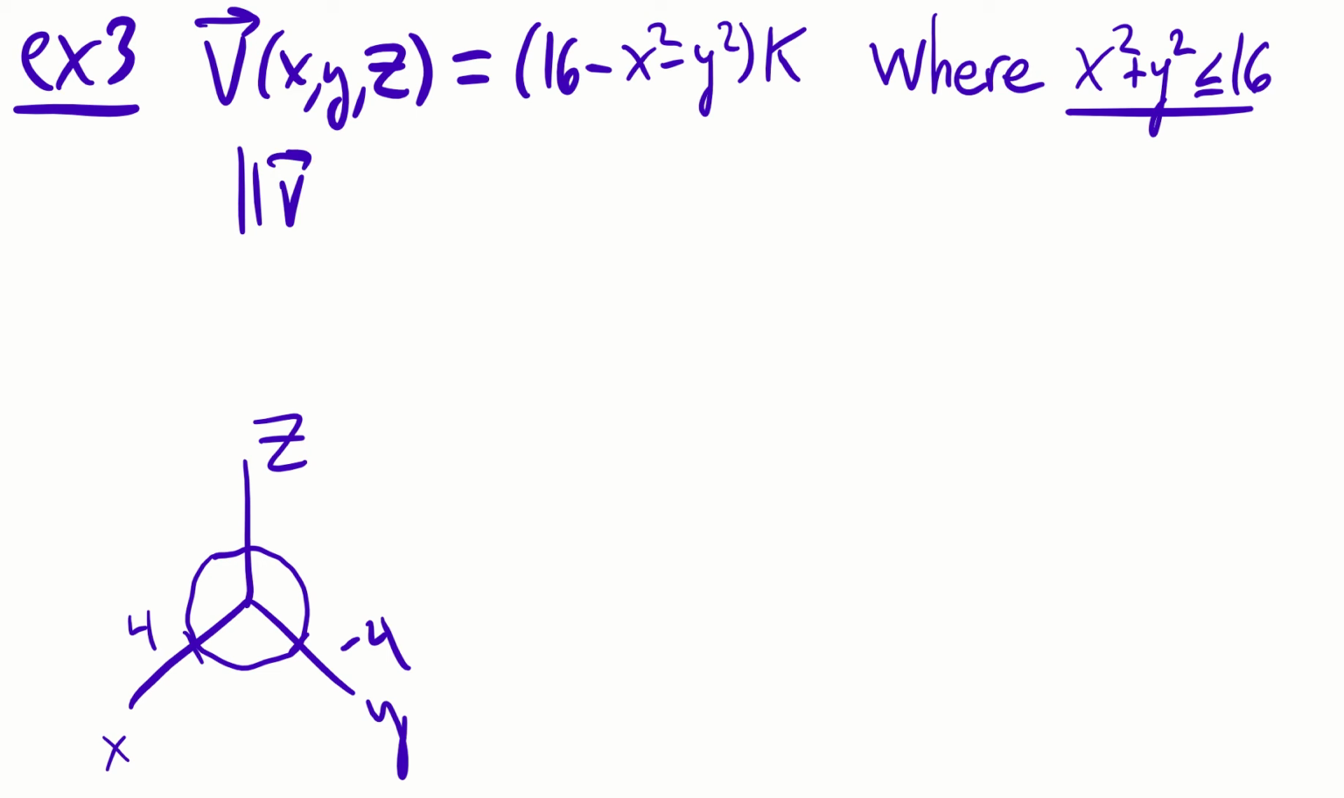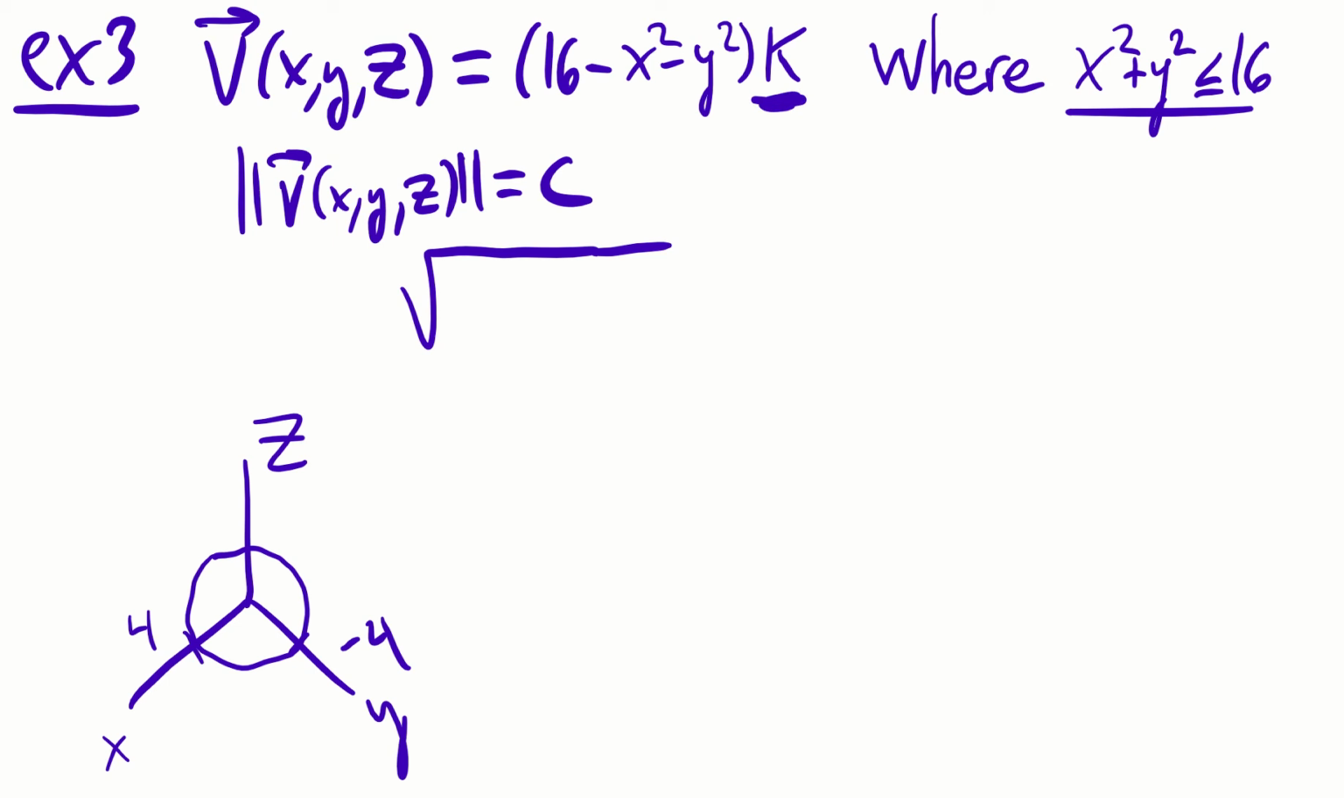If we look to see where these vectors would have a constant magnitude, remember the magnitude of a vector valued function is the sum of the squares of the component functions, and then we square root that. Here, v only has one component function, which is just k, so all of the vectors in this vector field are going to point upward, or potentially downward. But we'll see in a minute that they're all going to be upward.